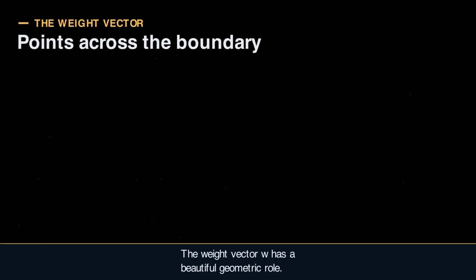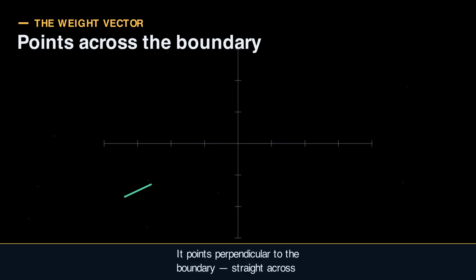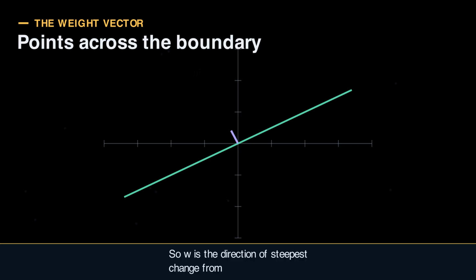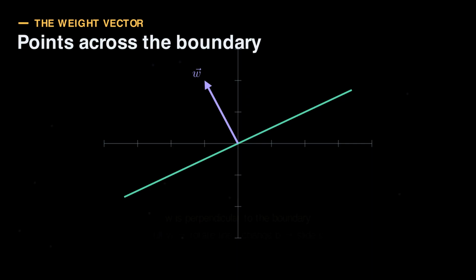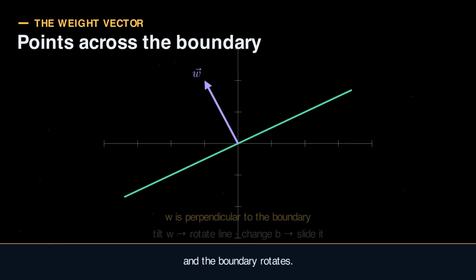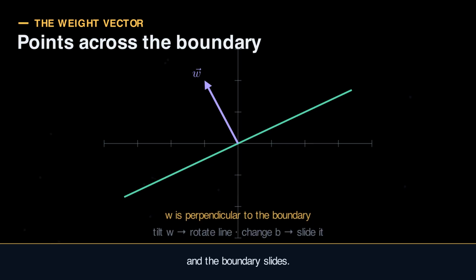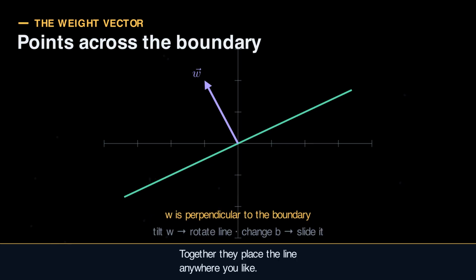The weight vector W has a beautiful geometric role. It points perpendicular to the boundary, straight across it. So W is the direction of steepest change from one class to the other. Tilt W and the boundary rotates, change B and the boundary slides, together they place the line anywhere you like.